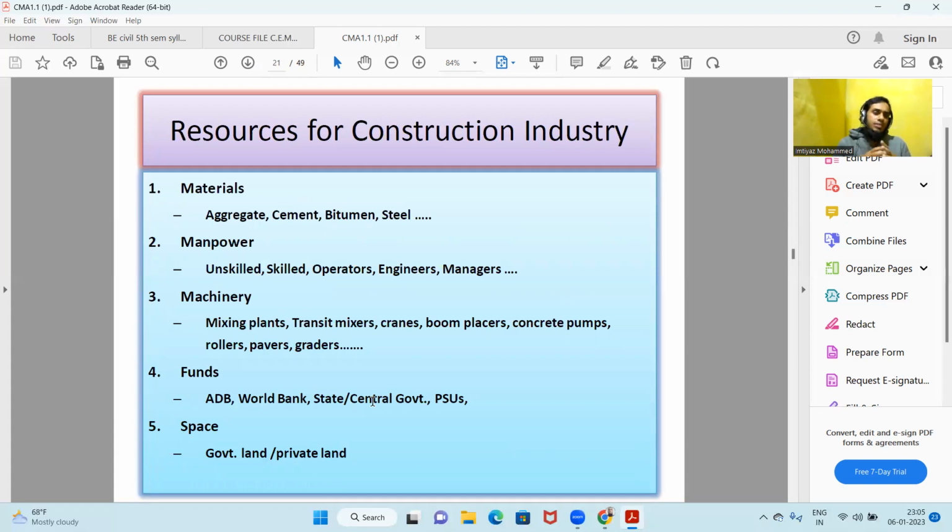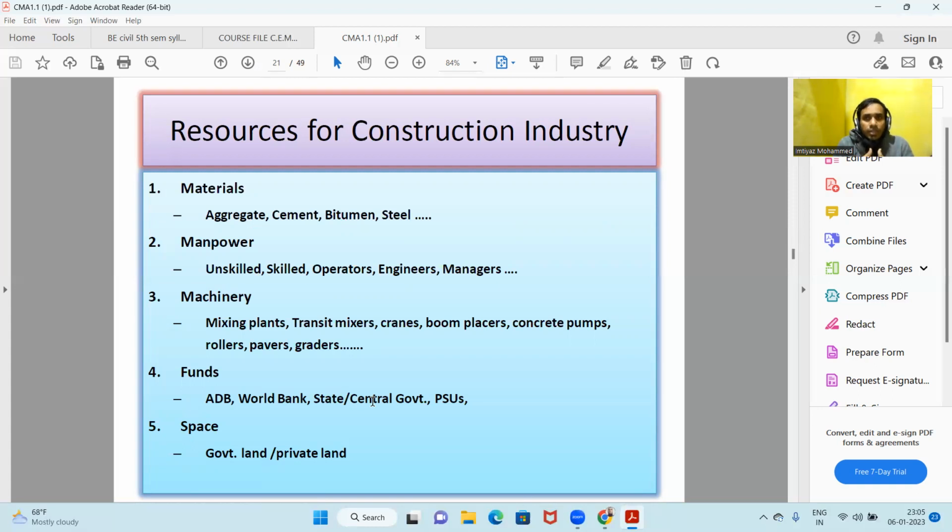Okay, so we look at the resources for the construction industry. The resources are five in number. Mainly you can just remember the three M's. One M stands for materials. You have different building materials like aggregate, cement, bitumen, steel, wood, timber. Lots of things are there.